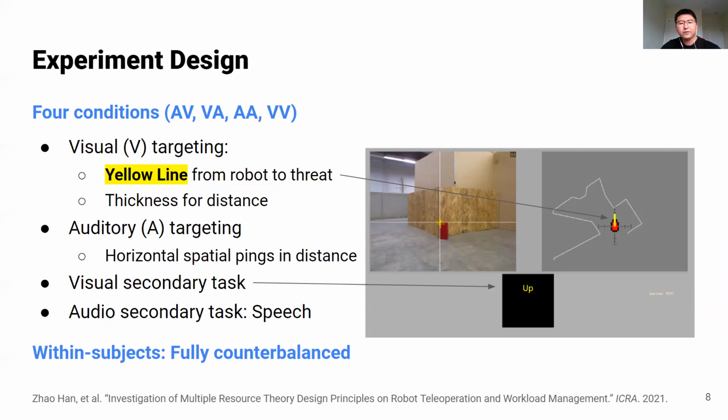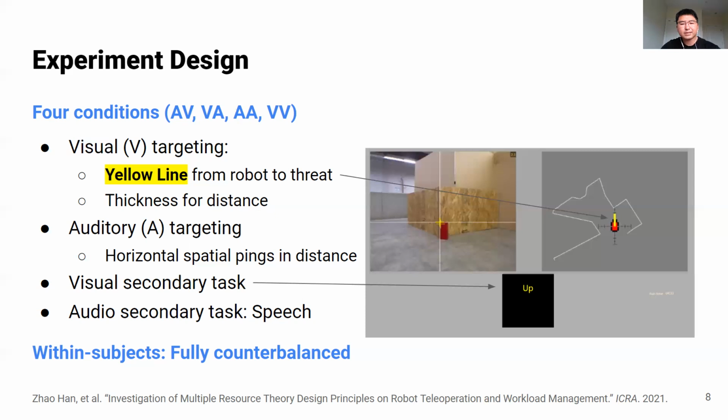In the visual targeting, once a threat is detected, we draw a yellow line from the robot to the detected threat. We didn't actually use the length of the line to indicate how far the threat is, because this is impossible for an audio targeting system. We varied the thickness of the line to show a rough distance. In the audio targeting, participants wear headphones and hear a periodic ping sound. The source is restricted to a horizontal plane. The sound source is directly related to the threat distance.